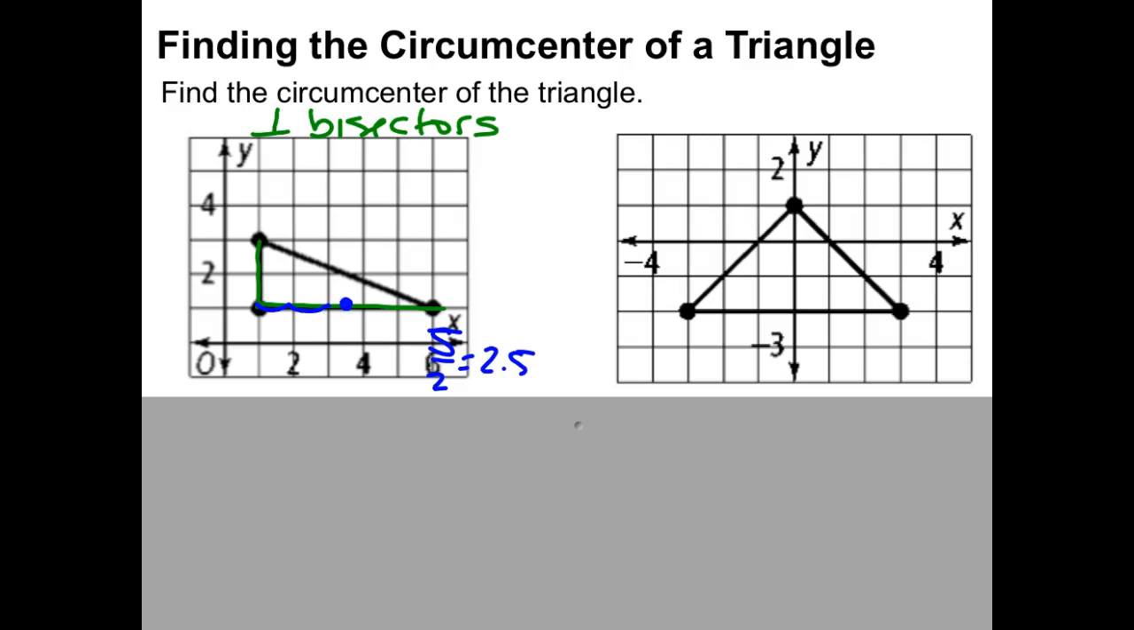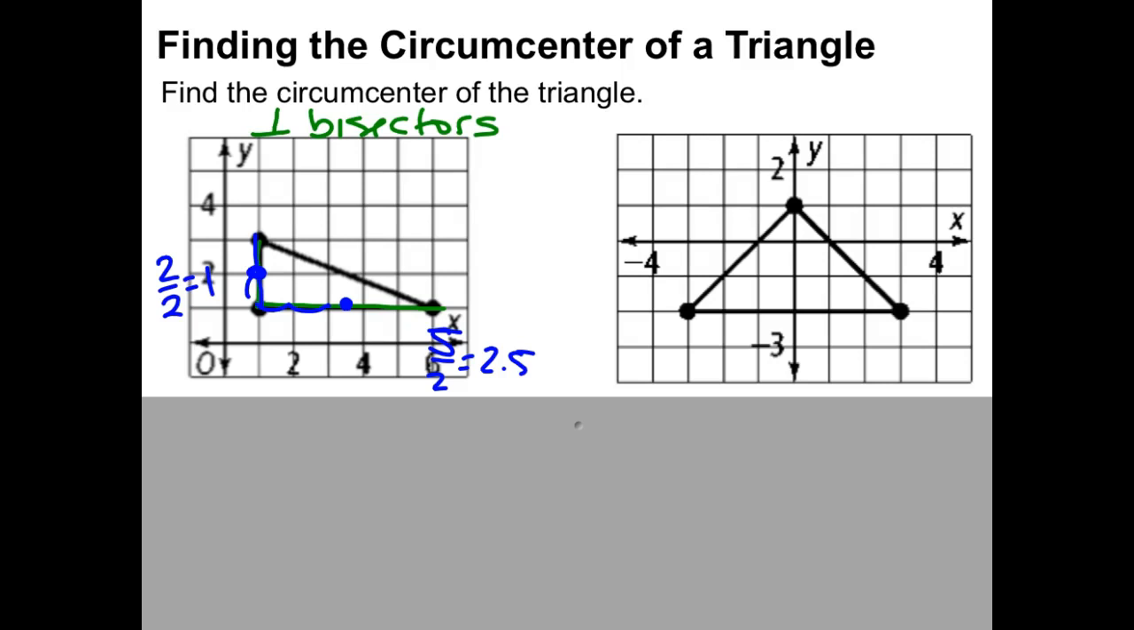Now I'm going to do the same thing over here on this vertical line, because it's easy to find that midpoint there as well. That is 2 units long, so I'm going to take 2 divided by 2. That gets me 1. So if I move 1 unit up or down, I get that midpoint here. So now I have my midpoints, so I can bisect those segments.